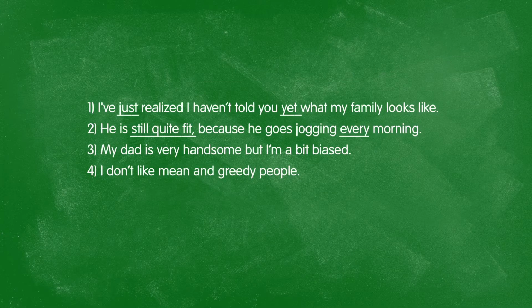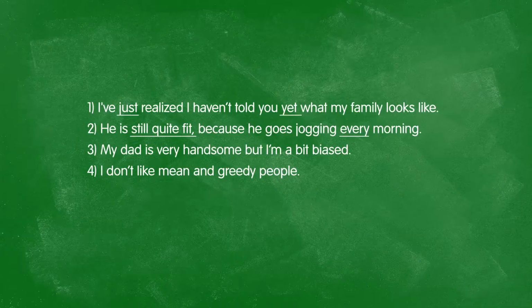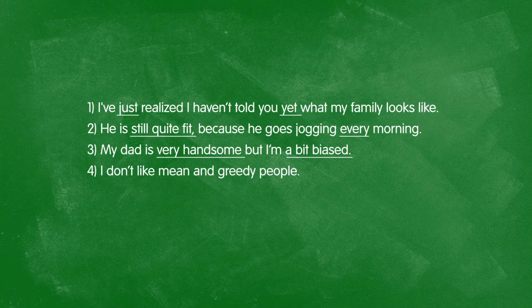Now, for a third example, my dad is very handsome, but I'm a bit biased. Here, very works almost exactly the same way as quite. It is showing the degree of something. How handsome is he? He is very, very handsome. And the same thing for a bit. Both of these are showing the degree to which the adjective is true.